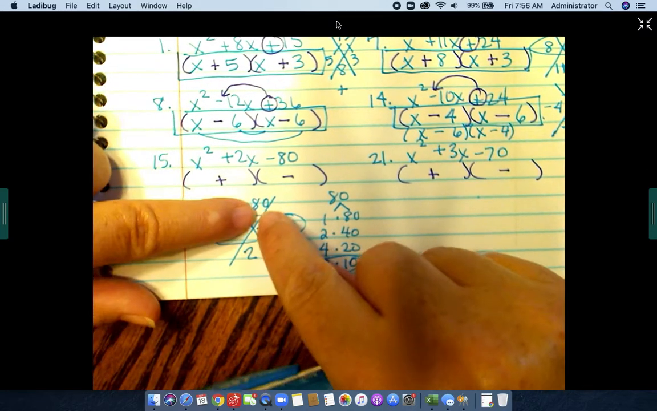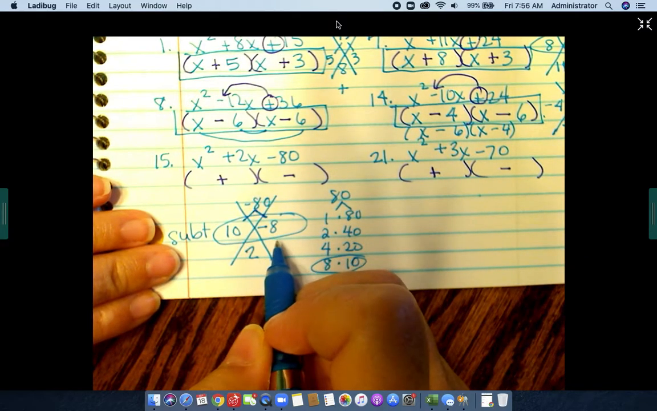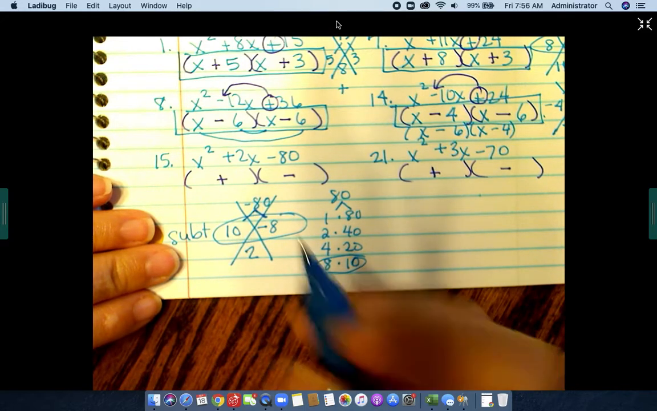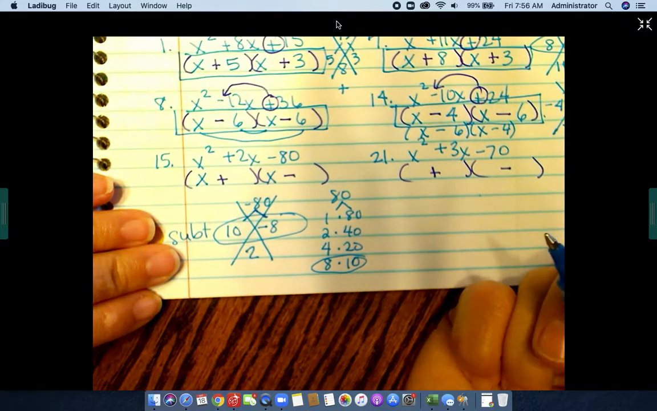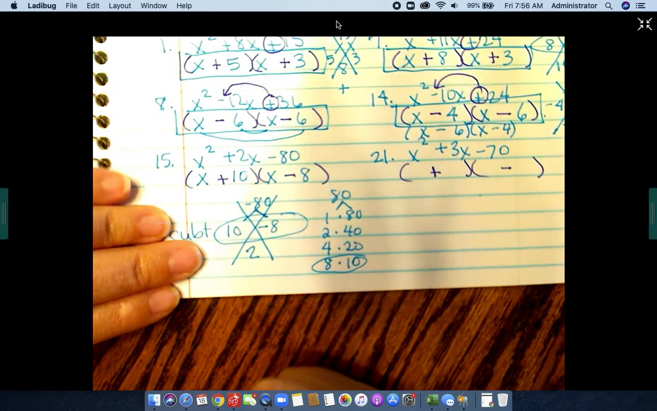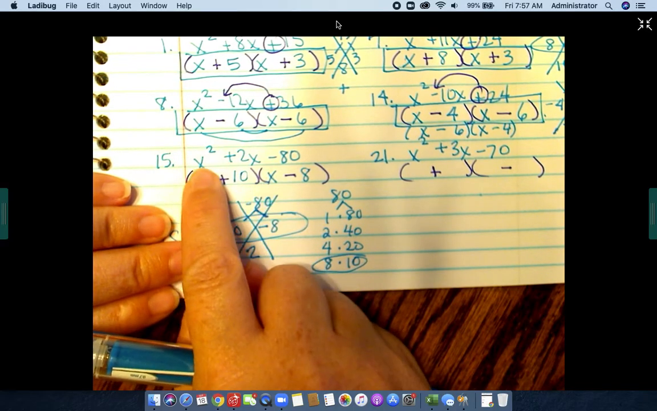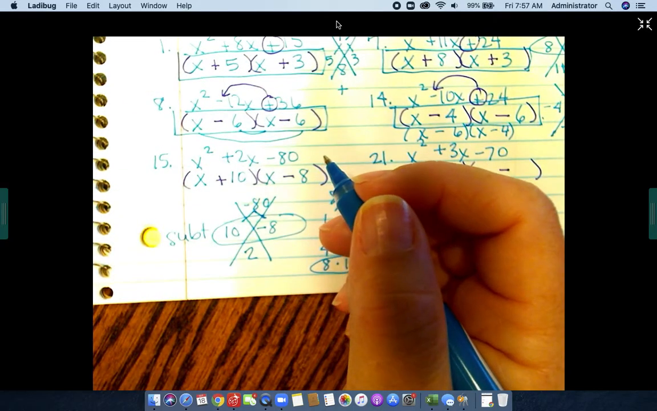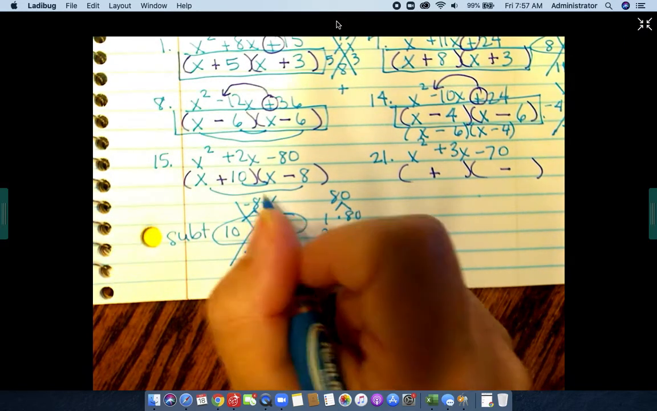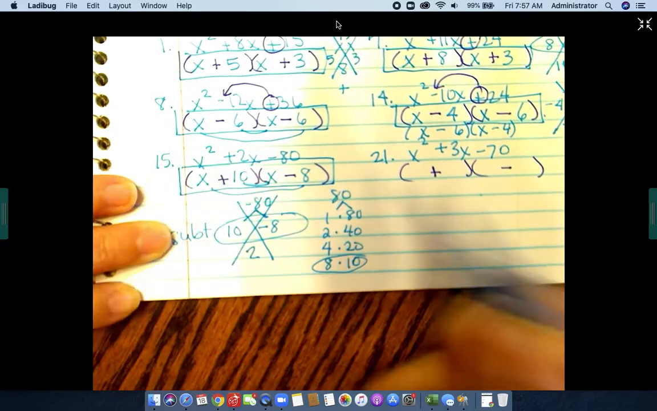So again, think about this breaking down. Negative 80 can break down into 10 times negative 8, but 10 minus 8 is 2. So I'm going to plug my x's in here, and then my 10 is positive, so I'm going to put it where I put my plus sign, and my 8 is negative, so I'm going to put it where I put my minus sign. And again, a quick check would show us that x times x is x squared. 10x minus 8x is 2x, and 10 times negative 8 is negative 80. And I'm going to put a box around it.